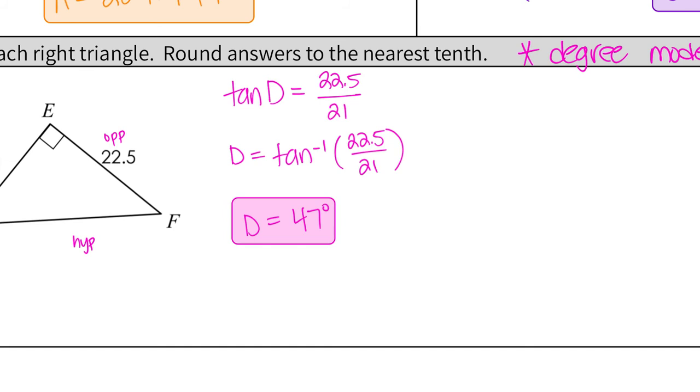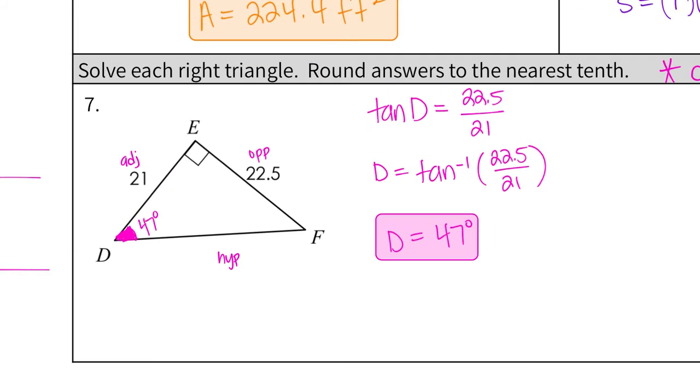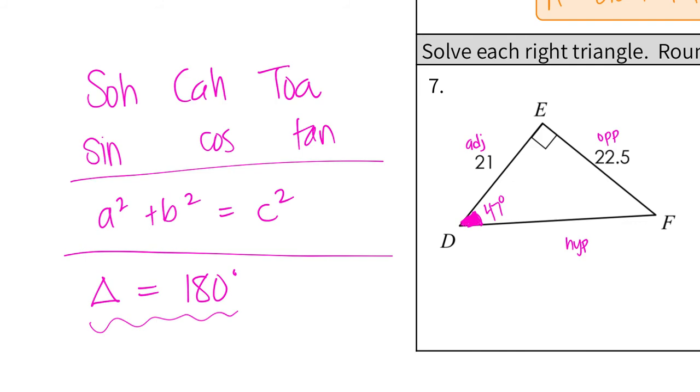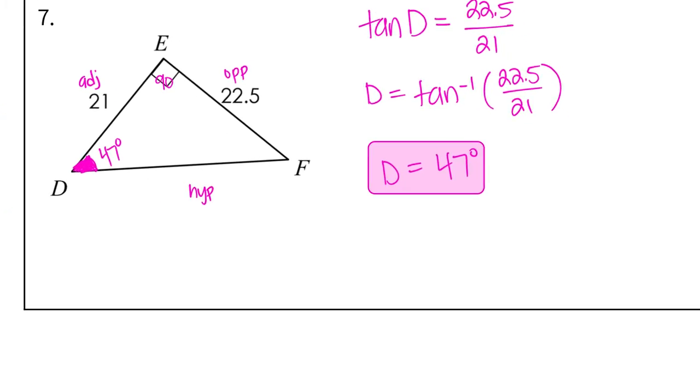Okay, now I know that that angle is 47. I'm going to use that trick from over here, that all triangles are 180. So I know two of those angles. E is 90 because of the right angle. D is 47. So if I wanted to find angle F, I would do 180 minus the two that we have. And I get 43. So angle F is 43 degrees.